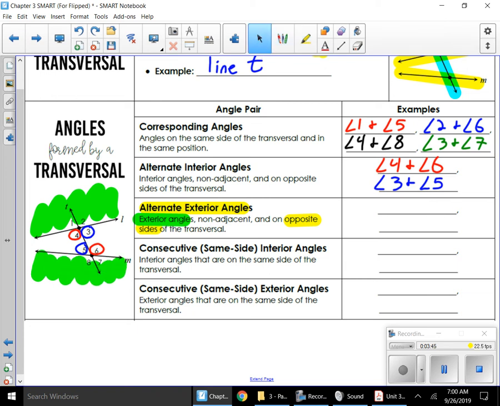Well, these didn't quite stay the way I wanted. That's okay. So if I'm looking at angle 1, that's on the outside. Its alternate exterior angle will be 7. Opposite side of the transversal, one's on the left, one's on the right, but they're both outside. Likewise, we get another pair. Angle 2 is on the right side, angle 8 is on the left. Those are our alternate exterior angles.